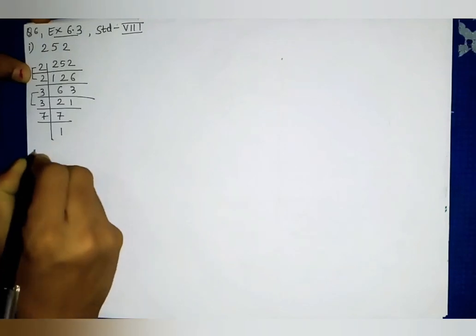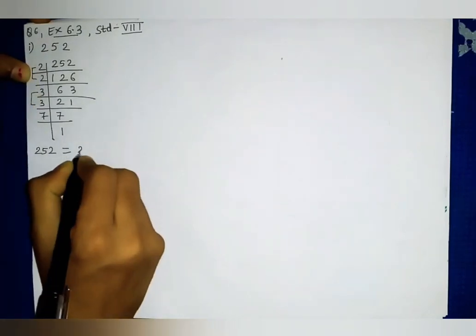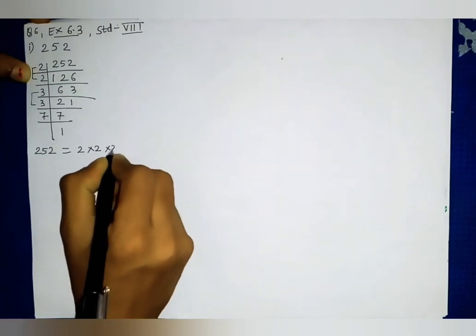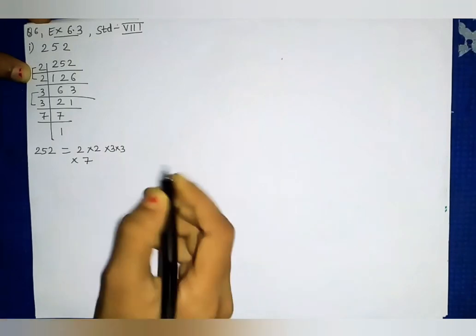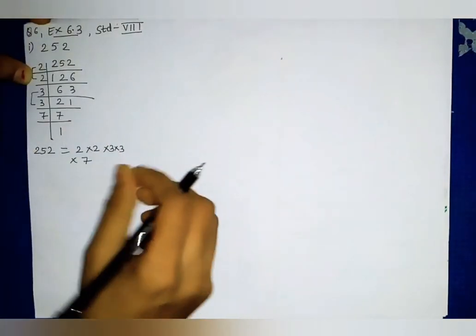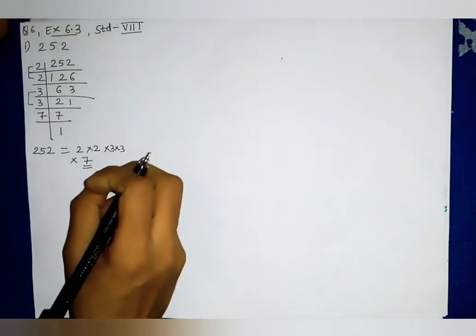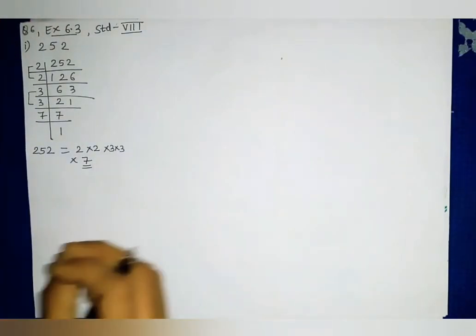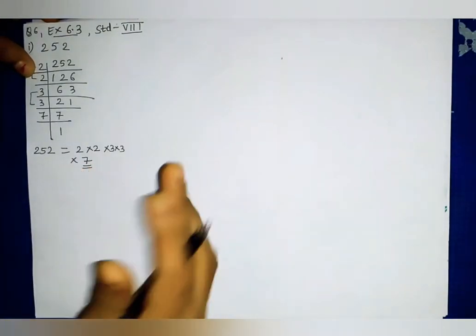So first we will write the factors of 252. What factors are we getting? 2 into 2 into 3 into 3 into 7. So these are the factors that we are getting now. So this 7 is only one time. So if this 7 is removed by division, whatever is left, that number will be a perfect square. So what we have to do? We have to divide both sides by 7.